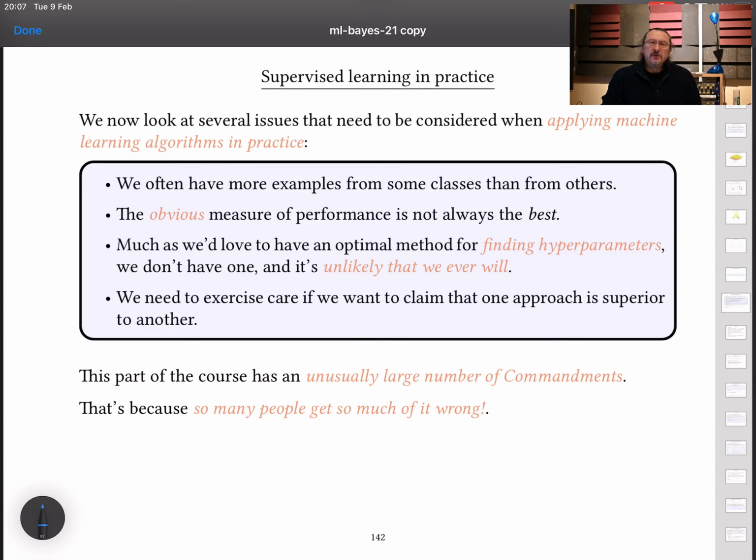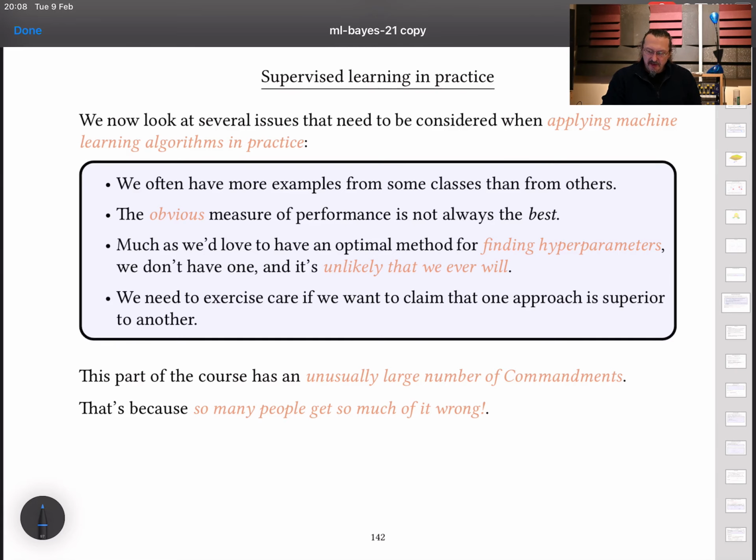So that's what I want to talk about now, and at the risk of getting ranty, I'll try and avoid that. There are quite a few machine learning commandments in this part of the course, and the reason for that is that so many people get this so wrong. It is not at all unusual to see publications in which people do not take the care that one might hope that they would in setting out the experimental results and the analysis of the performance of their learning algorithm after it's been applied.